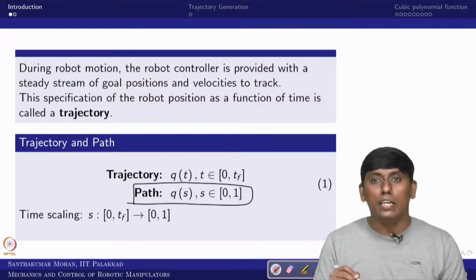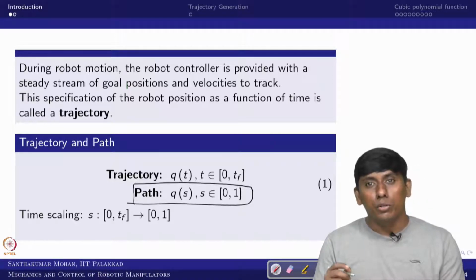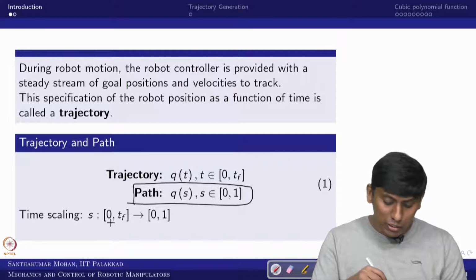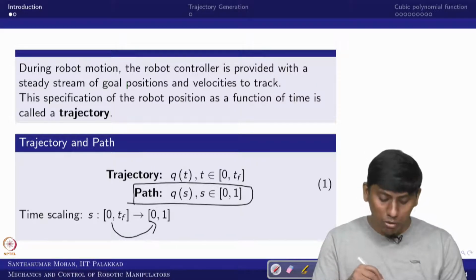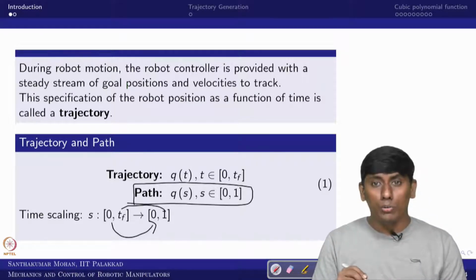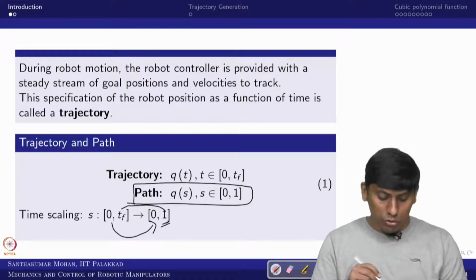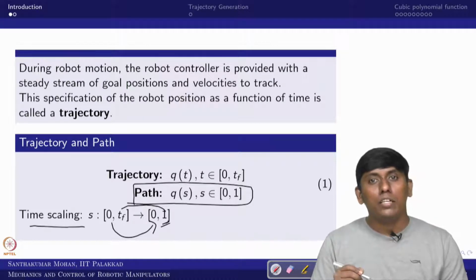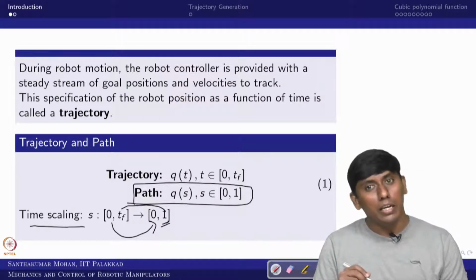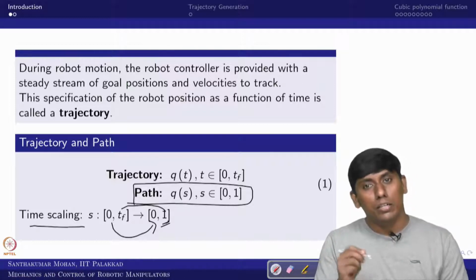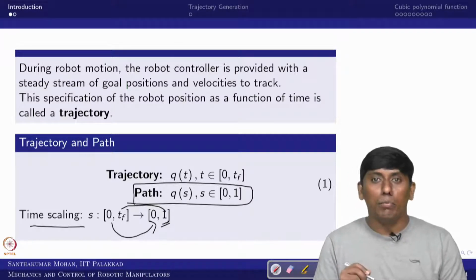We can rewrite it as another function, q of s, where s varies from 0 to 1. So we convert t0 to equal 0 and tf minus t0 to equal 1. This is what we call time scaling. Most of the cases we do the time scaling, because the path can easily be generated with respect to 0 comma 1, where s varies from 0 to 1, and we can scale up whatever way we want.